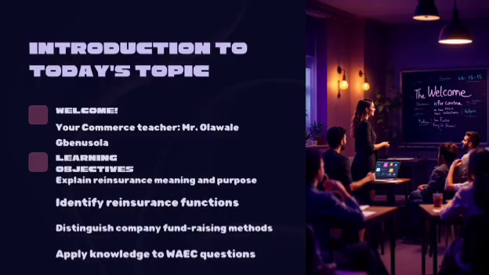Moving on to our lesson objectives for today. What are the things that we want to achieve? By the end of this lesson, you'll be able to: 1. Explain the meaning and purpose of reinsurance. 2. Identify and describe the key functions of reinsurance. 3. Distinguish between different methods companies use to raise funds, including offer for sale, offer for subscription, right issue, private placement, and issue by tender. And the last one, number 4, apply whatever knowledge we have gathered today to real life scenarios and practice WAEC questions.